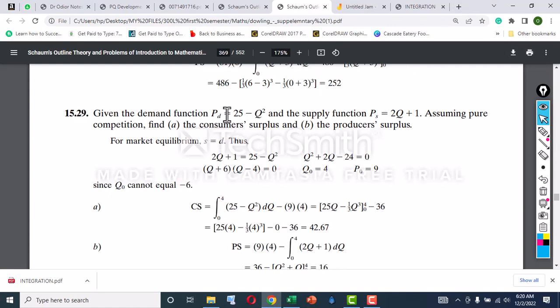Here we are given that the demand function PD is this. We are given that the supply function PS is this. So we are now to find the consumer and the producer surplus. That's it. Now the first thing is to find your equilibrium price and quantity. That's the first thing you are looking for whenever you are given this question.